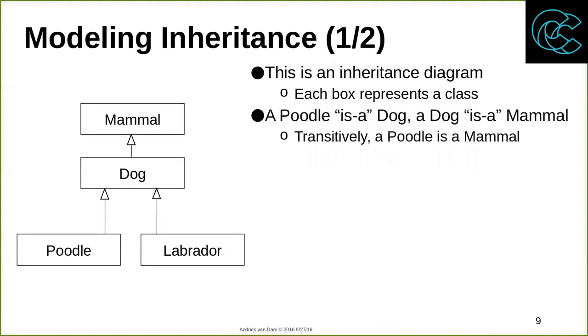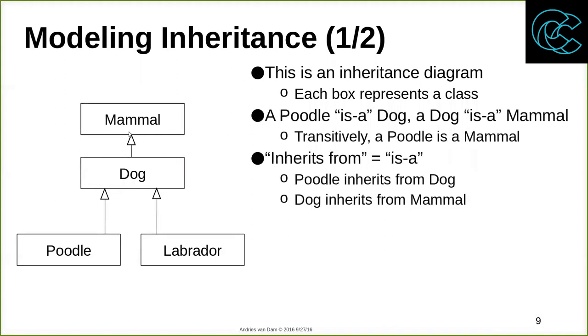In terms of the diagram, this is the class from which you are inheriting. A dog is a mammal. Again, a poodle is a dog, a Labrador is a dog. There are some common characteristics. Since a Labrador is a dog, it has all the common characteristics that a dog has. But apart from that, it also has its own specific characteristics. That's why this is called the more general class, and this is called the specialized class.